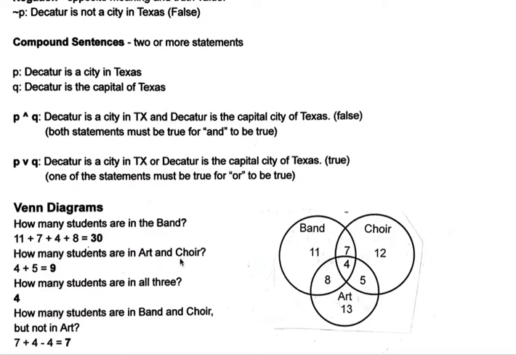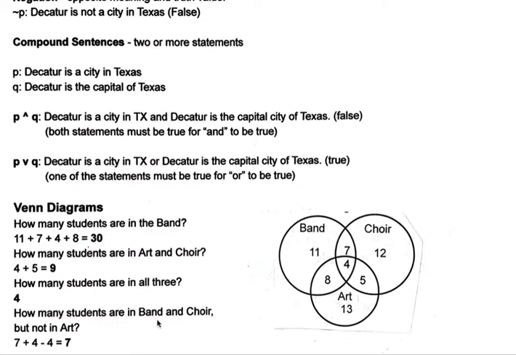How many students are in art and choir? Now this takes a little bit of effort, but art and choir, we're not talking about the 13, we're not talking about the 12. We're talking about the overlap. So we have our 4 plus 5, they're overlapping, so we get 9 students are in art and choir. How many students are in all 3? We talked about that earlier. That's this little section right here, those 4, a little piece of pie right in the middle.